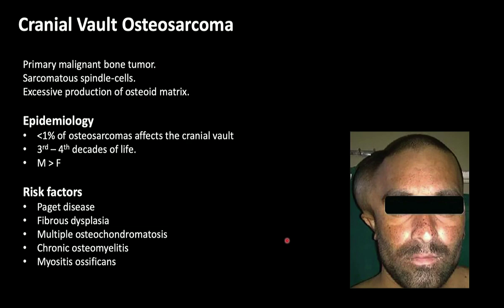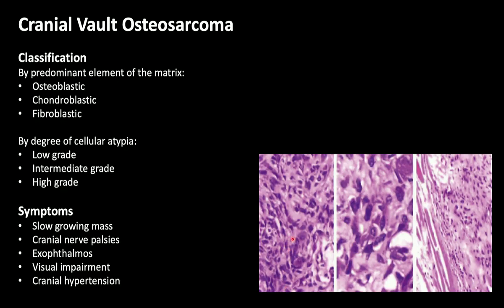There is a higher incidence in Paget disease-associated osteosarcomas than in primary osteosarcomas of the cranial bone. Other risk entities are fibrous dysplasia, multiple osteochondromatosis, chronic osteomyelitis, myositis ossificans, and also trauma. Depending on the predominant element of the matrix, be it osteoid, cartilage, or fibrous tissue, it can be classified as osteoblastic, in half of the cases, chondroblastic, and fibroblastic. And based on the degree of cellular atypia, the grading of osteosarcoma can be classified as low, intermediate, or high grade. Invasion of the adjacent soft tissue is considerable in high grade surface osteosarcoma.